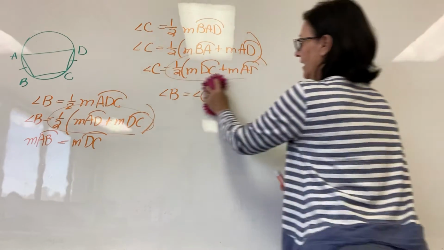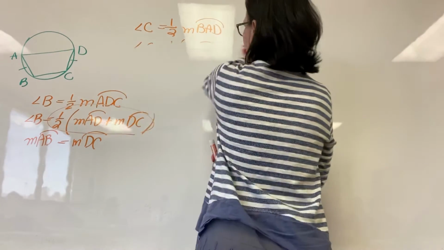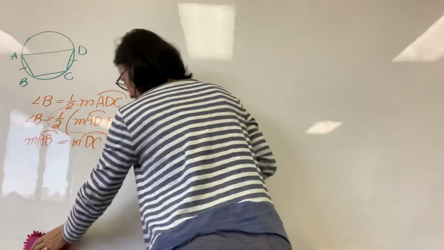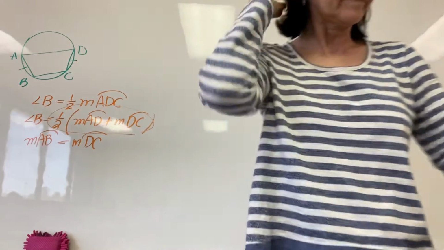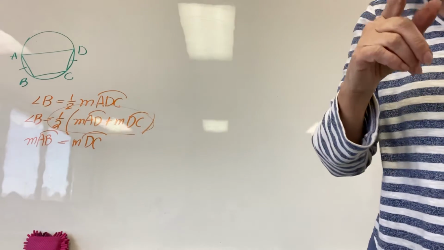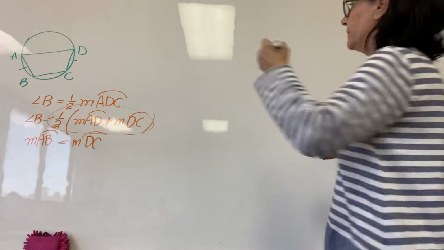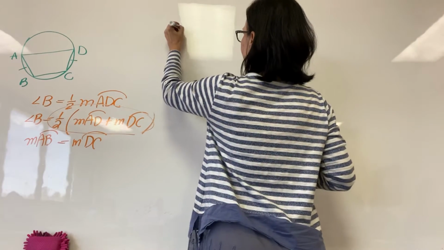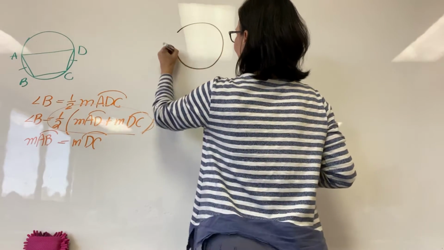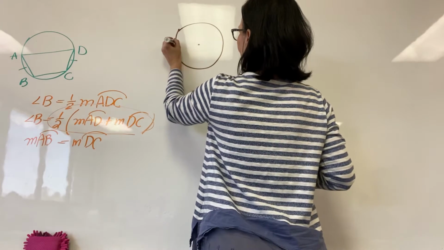All right. Now, let's go to the next one. So I want you to really think about this. If I have a circle, my circles are getting poorer and poorer.